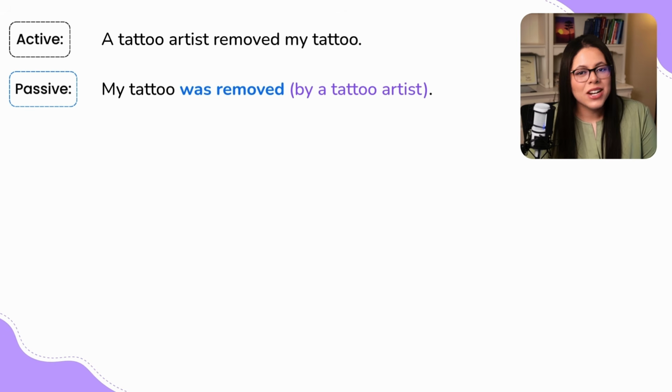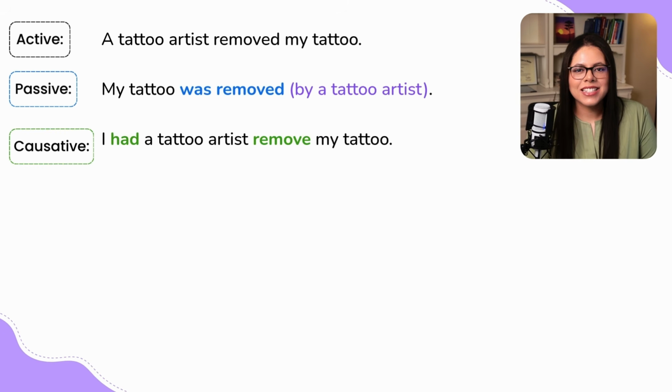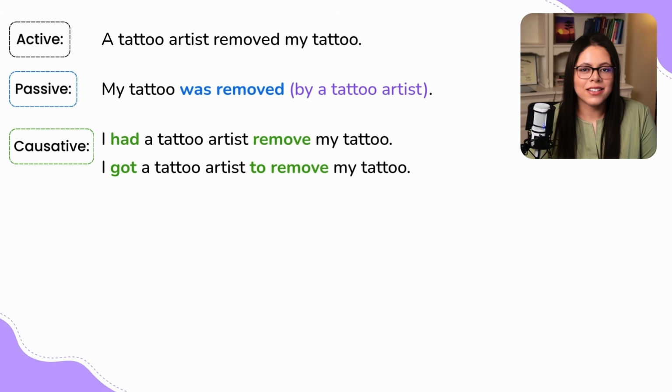So let's express this with a causative verb in the active voice. I had a tattoo artist remove my tattoo. Or maybe I got a tattoo artist to remove my tattoo. With got, it sounds like you had to persuade the tattoo artist a little bit. It really depends on the context.